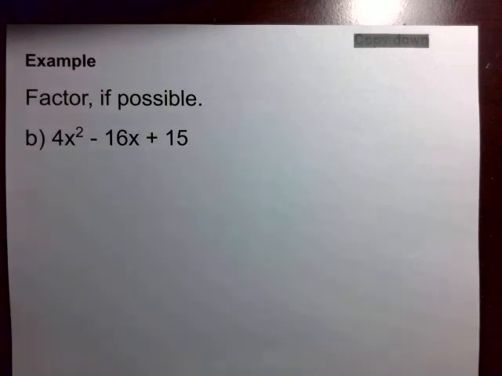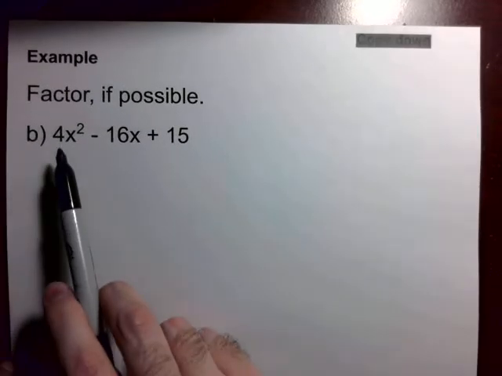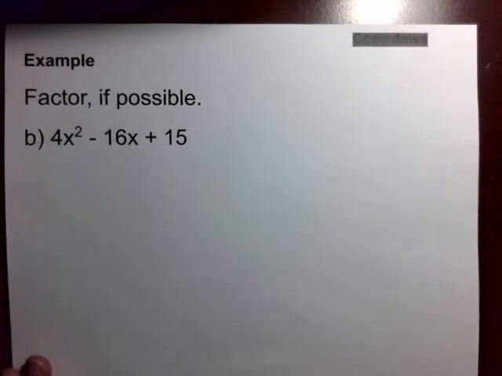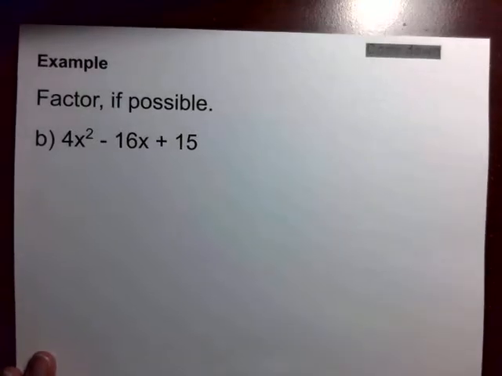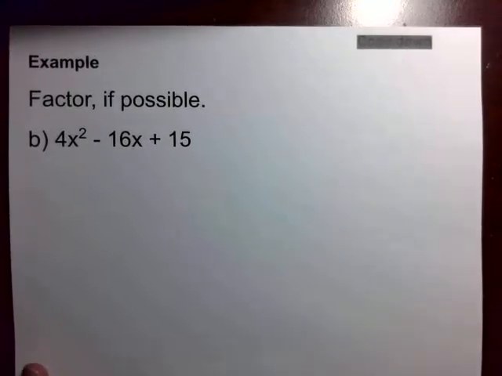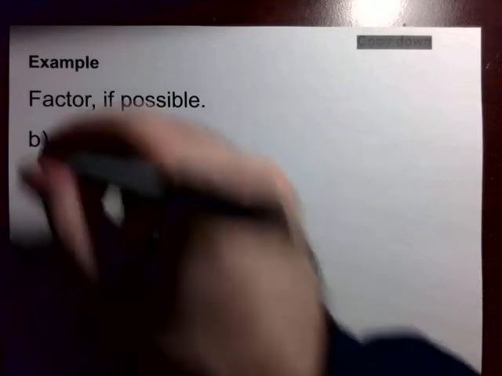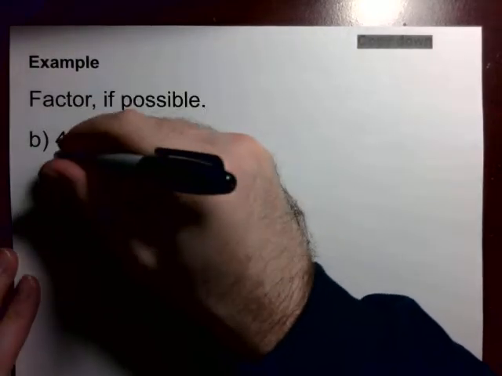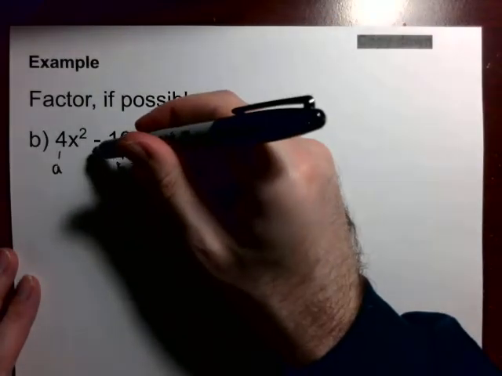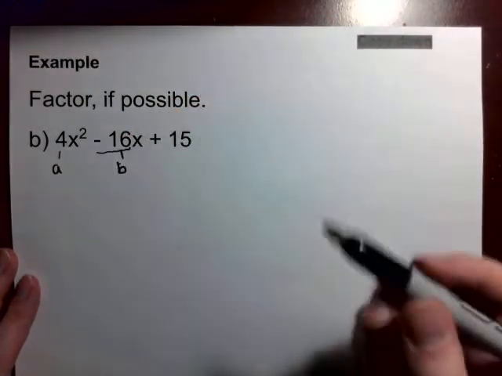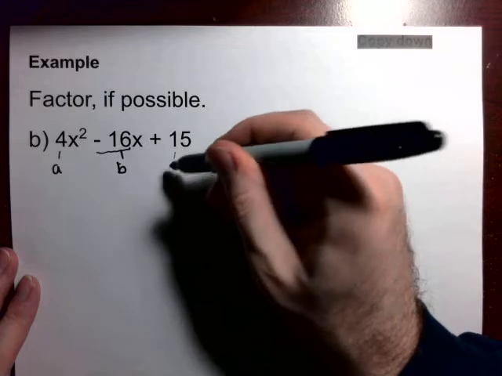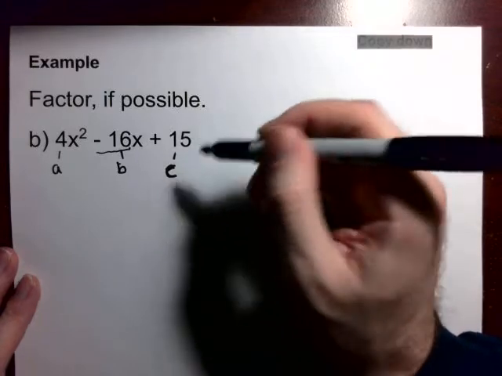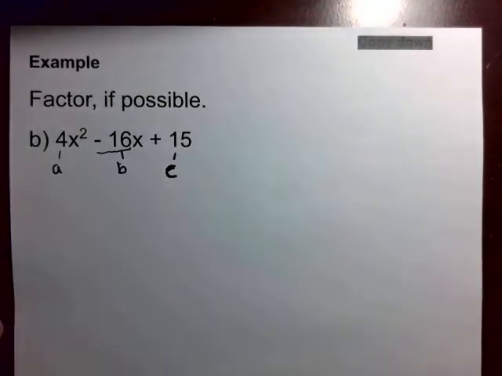All right, let's look at another example. We're going to factor another complex trinomial. In this case, 4x squared minus 16x plus 15. So your first step whenever you're factoring these is that you should always identify your a, b, and c values. So 4 is going to be a. The b value is going to be negative 16. And then the c value is going to be 15.